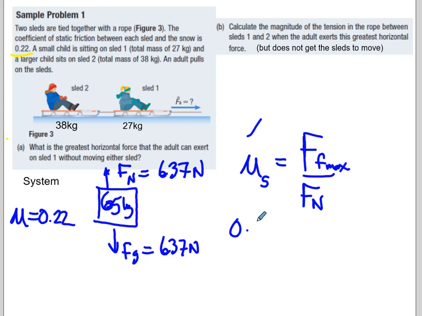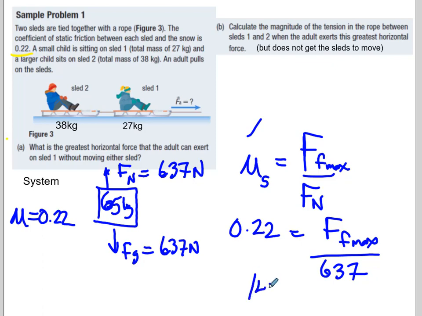So if I put a 0.22 and then my F max and my normal force is 637, I take my 637 and times it by 0.22, I get 140 newtons. I should use an S there to match the textbook, but that is my force of friction max. So the adult would have to pull with 140 newtons or greater before this would start to move.